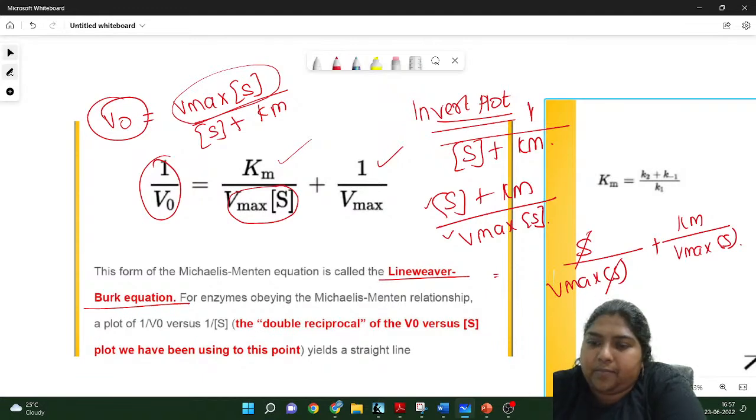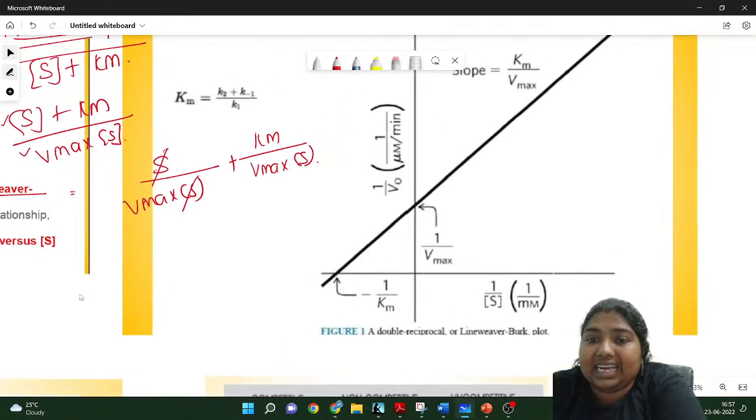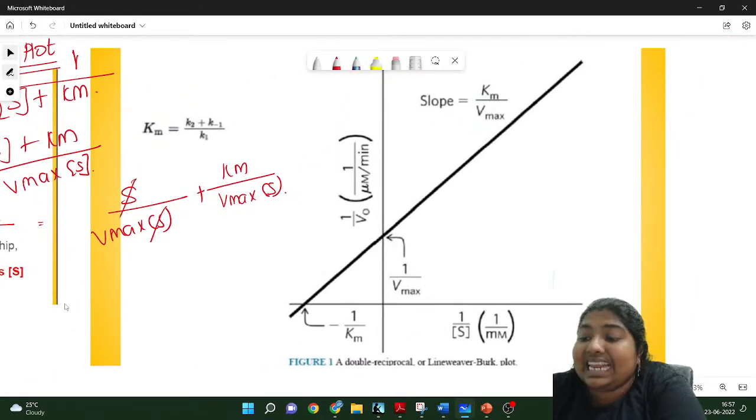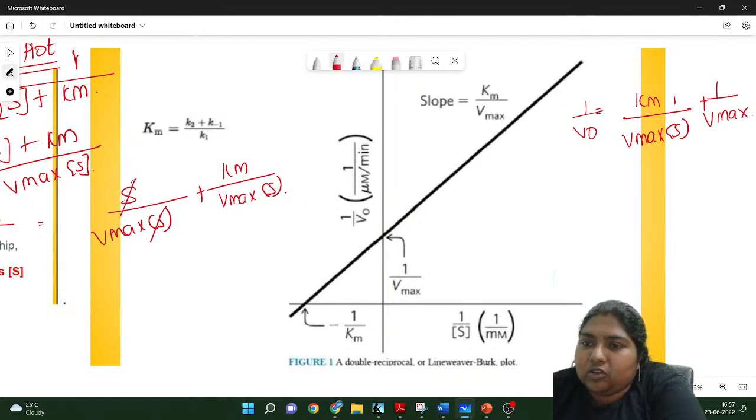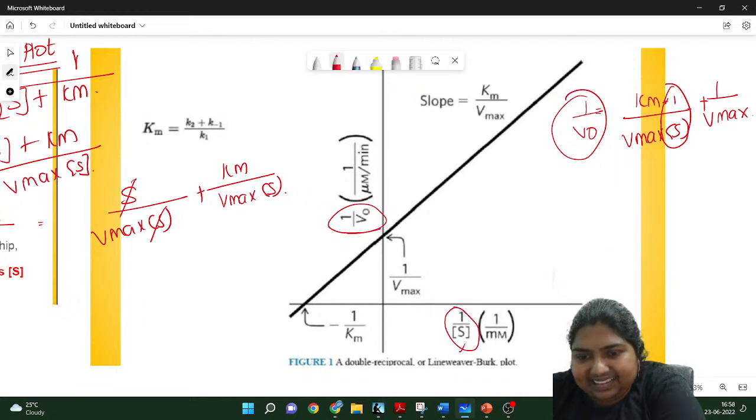Why is this so essential? Because you are going to make one more graph. This is what is called the Lineweaver-Burk plot. The equation is 1 by V naught is equal to Km by V max into S plus 1 by V max. This is going to be a plot between 1 by V naught and 1 by S.